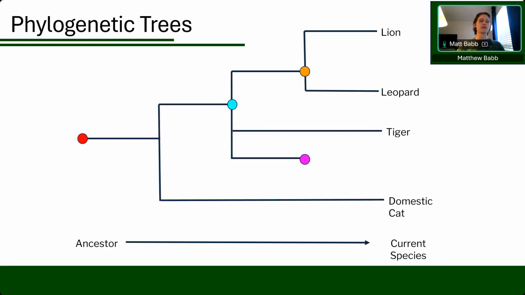If you start on this right side, these are all of the animals that are existing or alive today, right? You have lions, leopards, tigers, and even the domestic cat. These are all related in some way. As you move from right to left, which I know is kind of counterintuitive, you go backwards in evolutionary time.